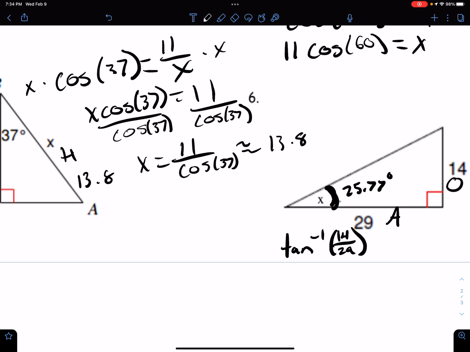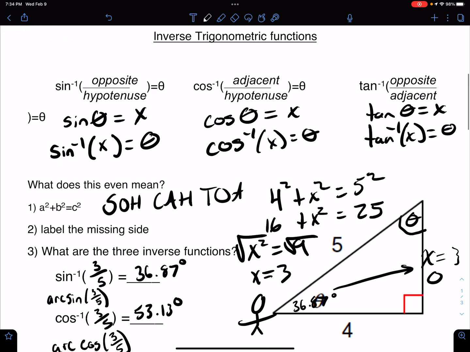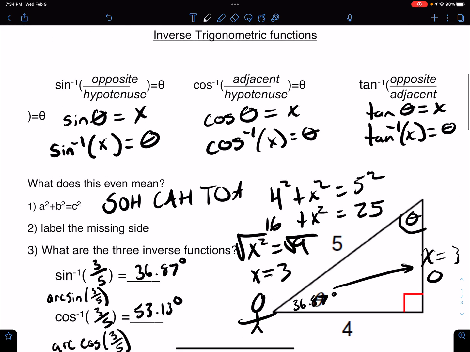Okay, so that's all I have for you today. Just remember, if you're finding the angle, all you do is plug this into the inverse.